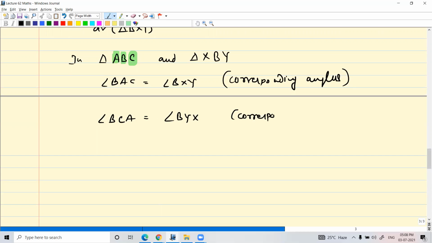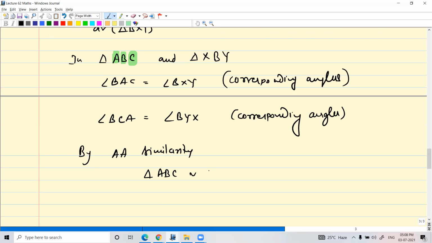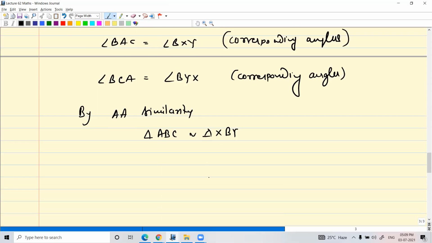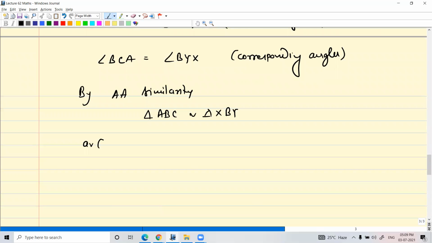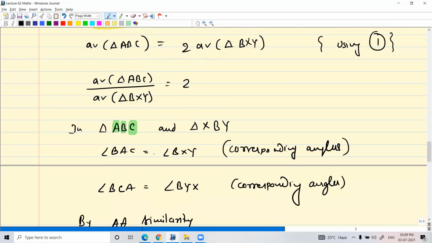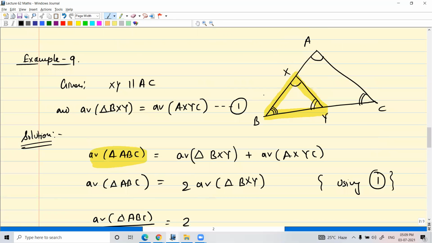Same thing. So by AA similarity, triangle ABC is similar to triangle XBY. So what will happen to their areas then? Area of triangle ABC by area of triangle XBY will be equal to what? The ratio of their corresponding sides.